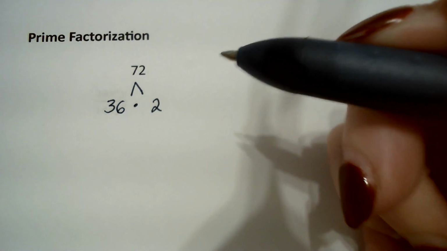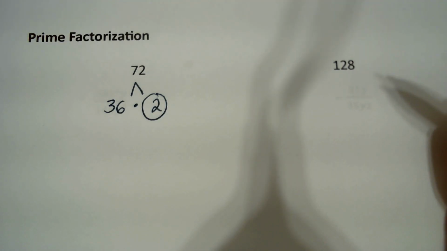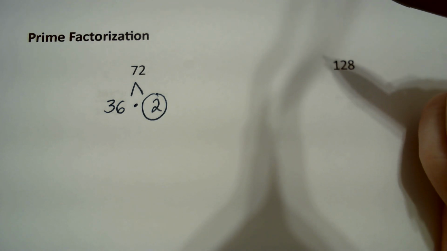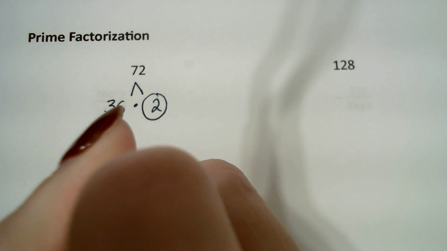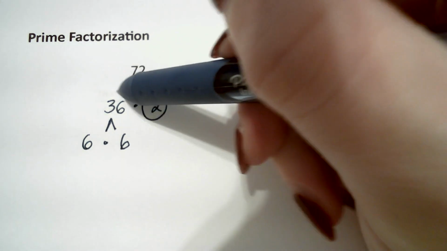36 times 2. Now 2 is a prime number, so I'm going to circle that. But 36 is composite, meaning it's not prime. It has factor pairs, more than just 36 times 1. So we're going to continue breaking this down. For 36, the first factor pair that comes to mind is 6 times 6. If you come up with a different factor pair, use it. It's not wrong. It will all get you to the same answer if it multiplies to equal the number you're trying to break down. So 6 times 6 would work.